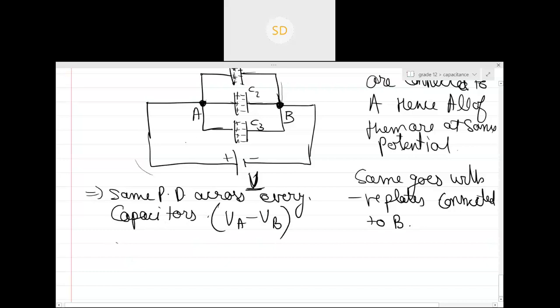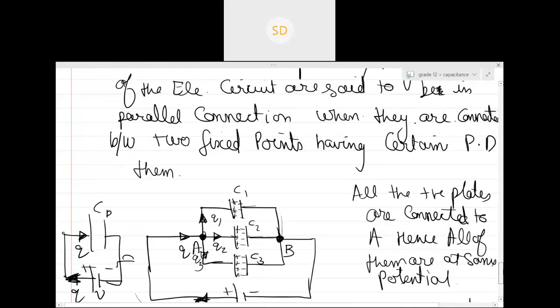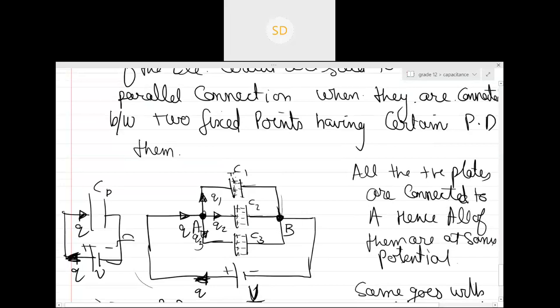So how will we do it over here? Let's say the effective capacitance of this is CP, with plus minus V and the same amount of charge. If a charge Q comes out from the battery, charge Q will go over here, and when it comes to point A, it will divide among three different parts, Q1, Q2, and Q3. What charge will be on the plates of capacitor 1? It will be plus Q1 and minus Q1. Are you getting my point?